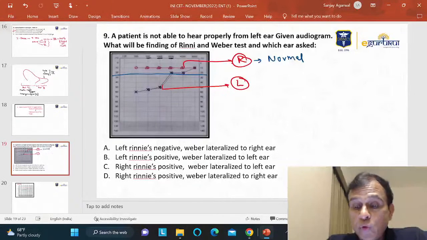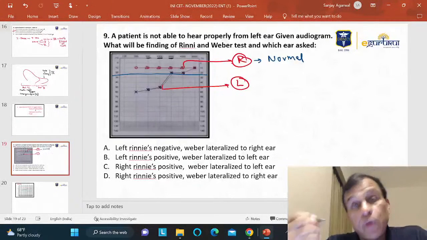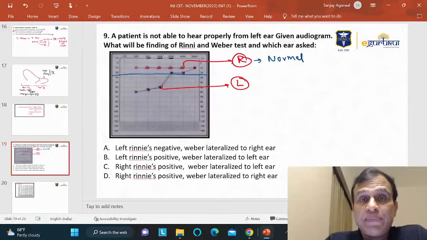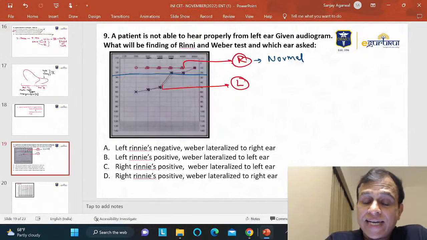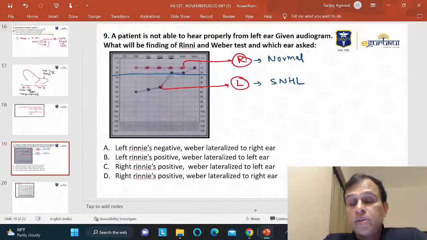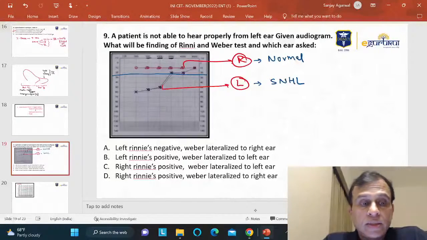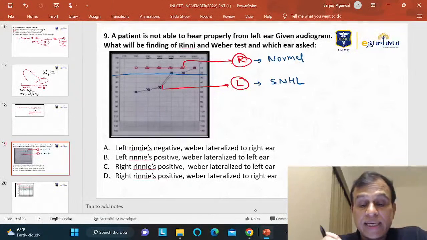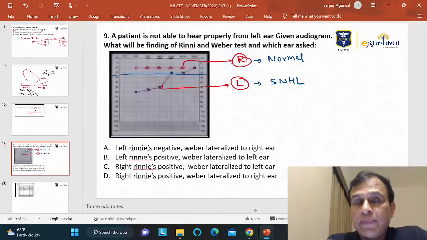But the left ear, the blue one, both AC and BC are below 25, as you can see, and they are nearly overlapping. When they are overlapping, it means the gap is very little, the AB gap is hardly there. So this is a criteria for sensorineural hearing loss. What is the criteria for sensorineural hearing loss? That both AC and BC must be below the 25 mark, and the gap between the two must be less than 15 decibel. Because they are both overlapping, the gap is nearly zero. So right is normal and left is SNHL.